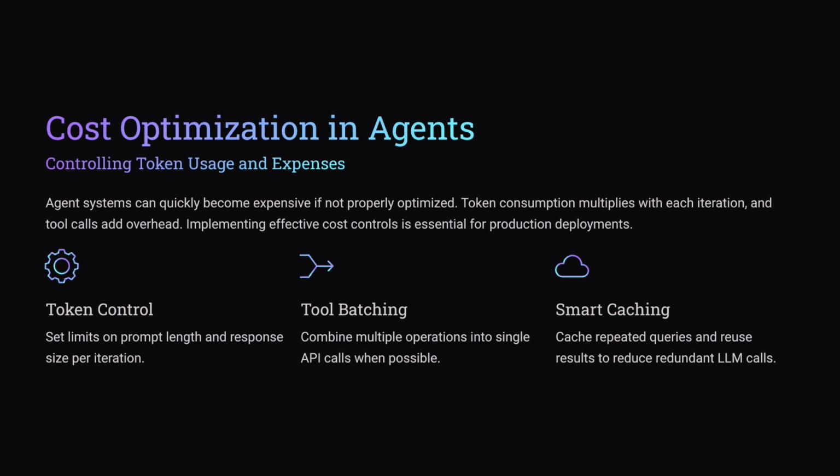So, what do you do? First, set token limits per iteration. Second, cap maximum loops. Third, batch tool calls when possible. Fourth, cache repeated results instead of recomputing. Think like an engineer, not just a builder. Intelligence is powerful. Controlled intelligence is scalable. If you can't measure cost, you can't deploy agents responsibly.